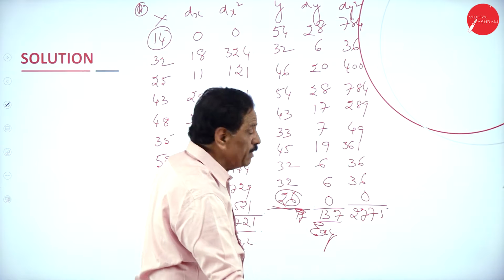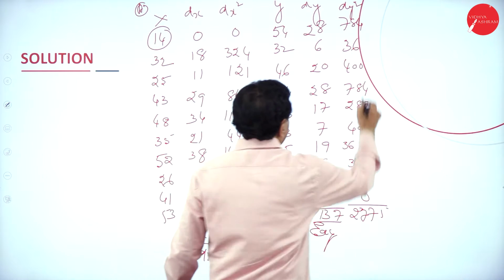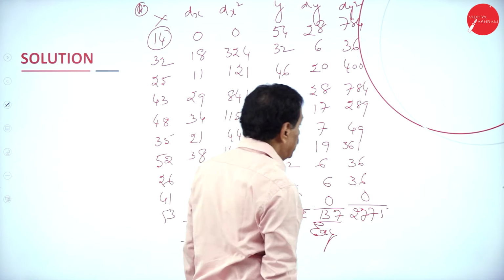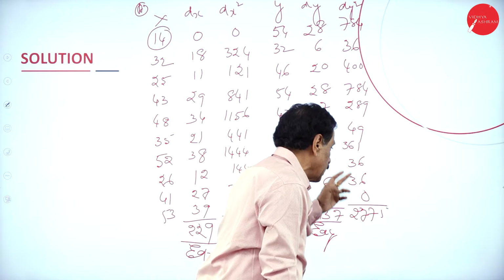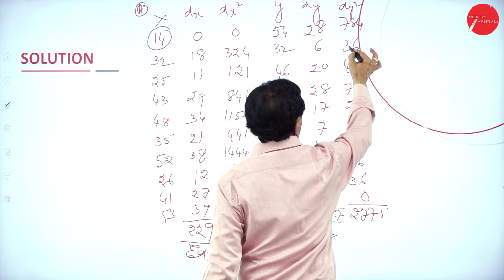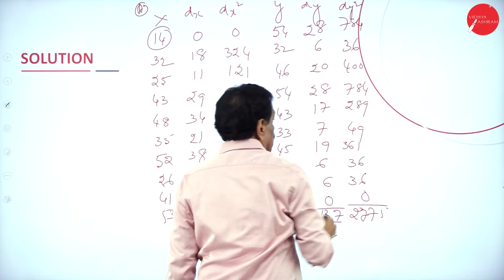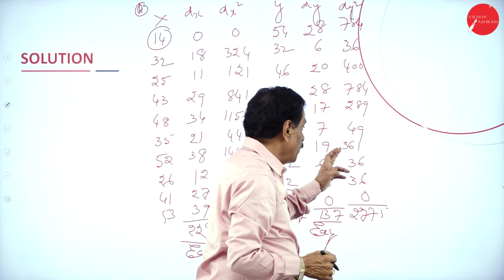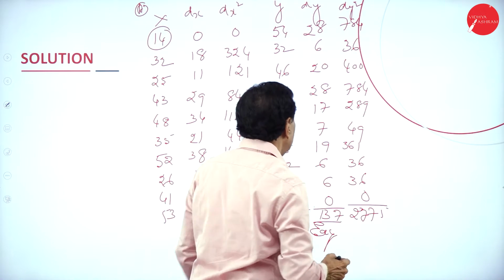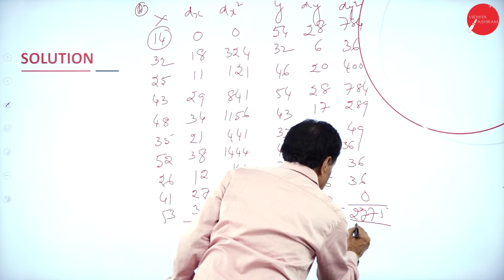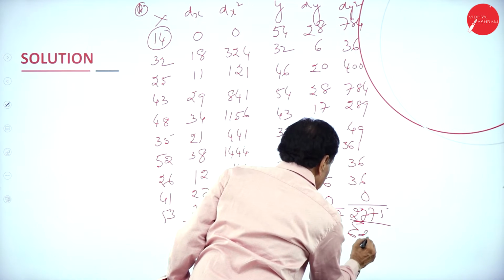Check it manually. 4 plus 6 is 10, 14, 23, 32, 33, 39, 45. 4 plus 8, 12, 15, 23, 31, 35, 41, 44, 47. 4 plus 7. This is sigma dy square.